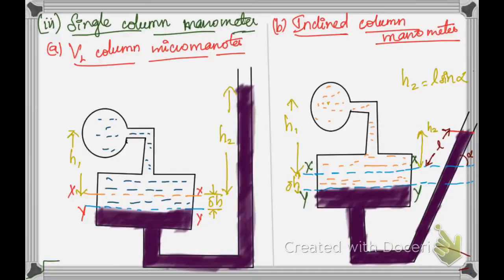The next one we are going to see is the single column manometer. It is a modified form of a U-tube manometer. That is, it consists of a reservoir which has a large cross-sectional area as compared to the area of the tube which is connected to one of the limbs, say the left limb of the manometer. Due to this large cross-sectional area of the reservoir, for any variation in the pressure, the change in the liquid level in the reservoir will be very small, which can be neglected. Hence the pressure is given by the height of the liquid in the other limb.